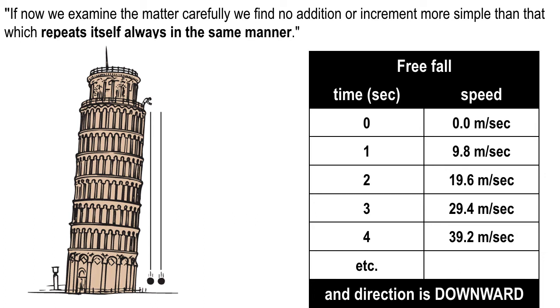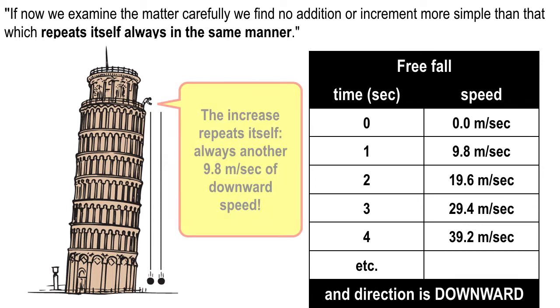All right, now we're going to encode that with a minus sign eventually. But the main point of this particular table is that the increase always repeats itself, always another 9.8 meters per second of downward speed. Now that's for something that's on the way down. He drops it from the top of the tower and it goes straight down. So it's always gaining speed downward.